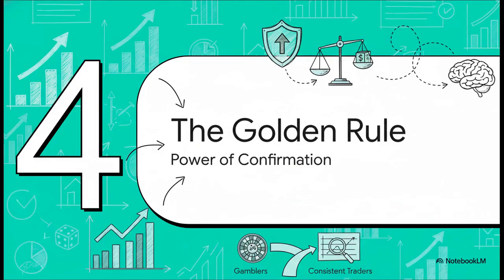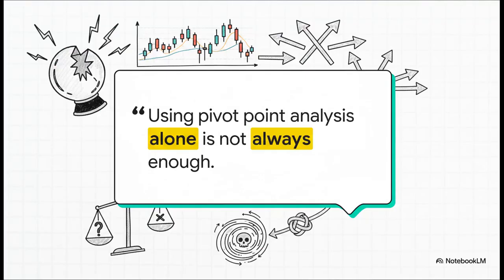Now, hold on. Before you run off and start putting these lines on your charts, there is one absolutely critical rule we have to cover. And honestly, this is what separates consistent traders from gamblers. And here it is. Please burn this into your brain. Pivot points are an indicator. They are not a crystal ball. They give you probabilities, not certainties. And relying on them all by themselves is, well, it's a recipe for disaster.